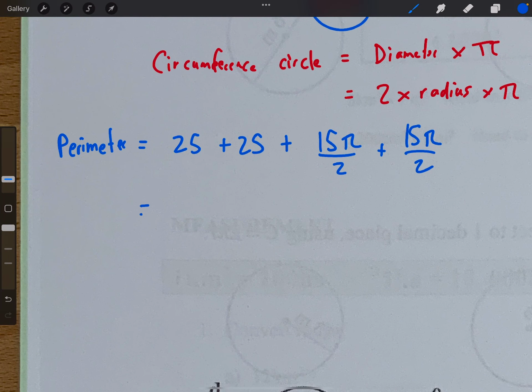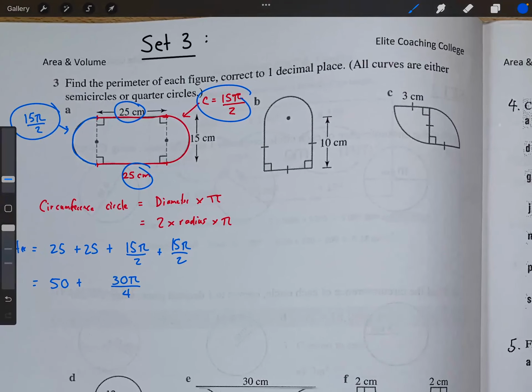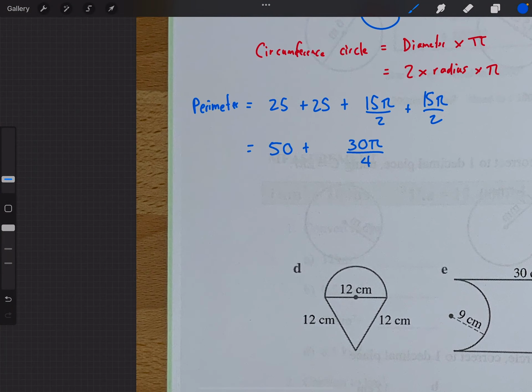And here we have 50 plus, now let's add these two fractions together. You're going to get 30 pi on 4. And there's your answer. There's your perimeter. Oh, but it wants it correct to one decimal place. Okay, so this is called the exact value. This is the exact value of the perimeter.